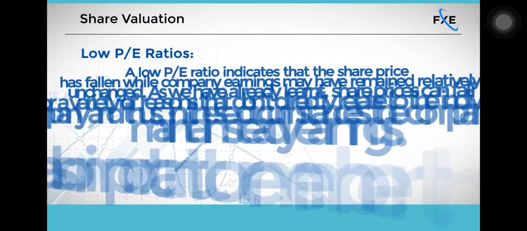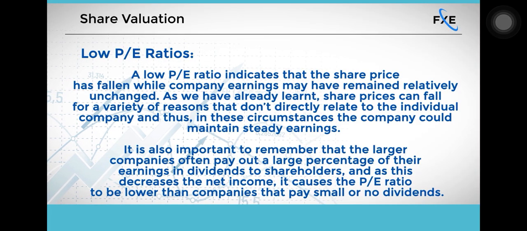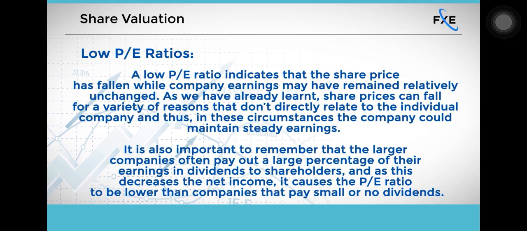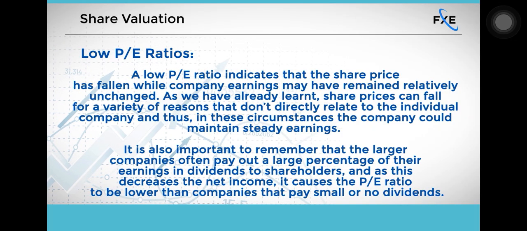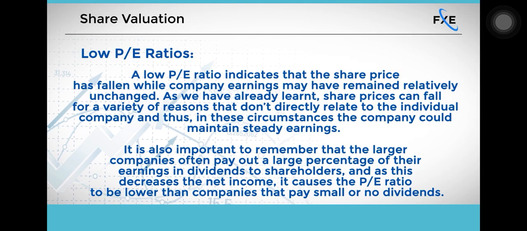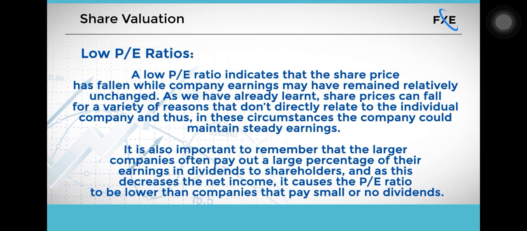A low PE ratio indicates that the share price has fallen while company earnings may have remained relatively unchanged. As we have already learned, share prices can fall for a variety of reasons that don't directly relate to the individual company, and thus, in these circumstances, the company could maintain steady earnings. It is also important to remember that large companies often pay out a large percentage of their earnings in dividends to shareholders, and as this decreases the net income, it causes the PE ratio to be lower than companies that pay small or no dividends. This is where investors often find the real value in shares and capitalize on purchasing them when they are potentially undervalued but can still offer good value through dividends.